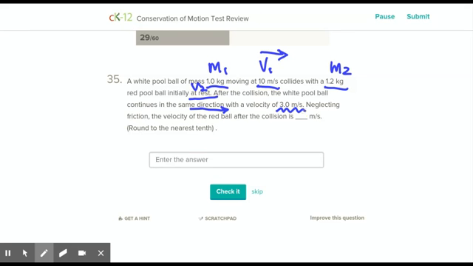Neglecting friction, the velocity of the red ball after collision is, okay, so remember, the velocity has direction, so the velocity will be either positive or negative. If you get a negative number, don't be surprised, but we don't know yet. Let's work it out.